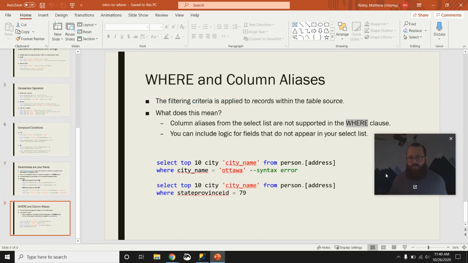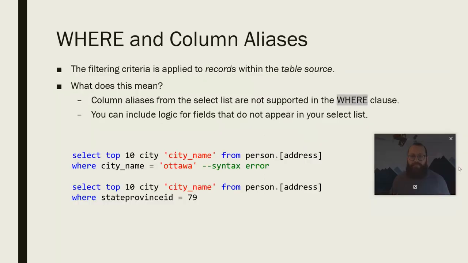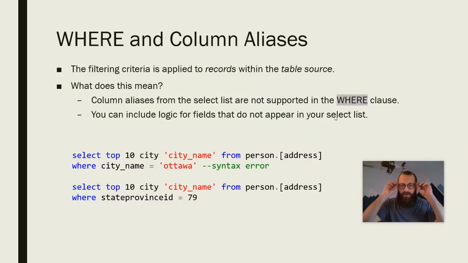And then jumping to where and column aliases, let's see if I can do this quickly. The point here is that the logic in the where clause is applied to the table source listed in the from clause. This means that you cannot use column aliases that appear in your select list. They don't exist in the original table that's part of the from clause. So in an example here, we're providing the city name alias for the field city in our select list. If we try to introduce that same alias in our where clause, we're going to get a syntax error, and we'll see that in a second.